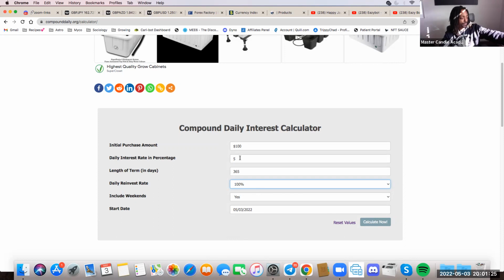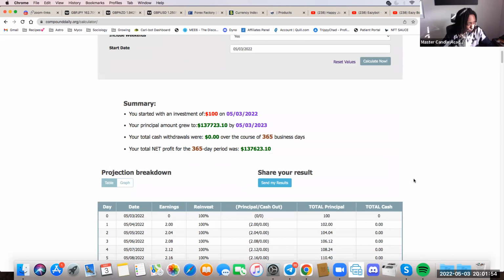5% a day. This is going to be different from the bot because this is showing us daily. They said 12, so we'll go 2% a day, which is really not a lot. At the end of the year, you have what is that, $137,000? Six figures in one year, making 2% every day.